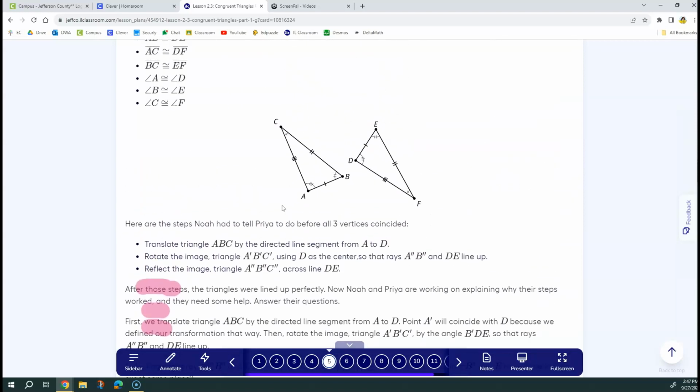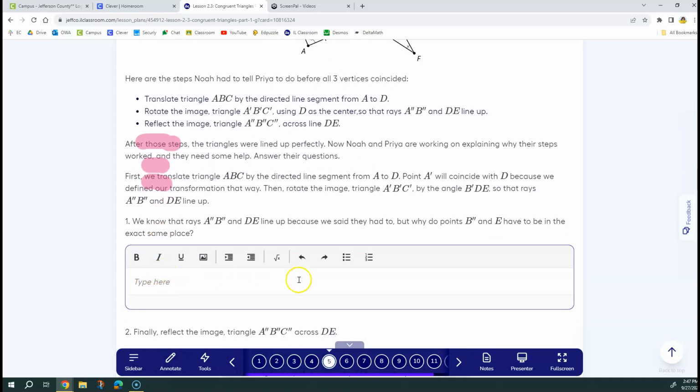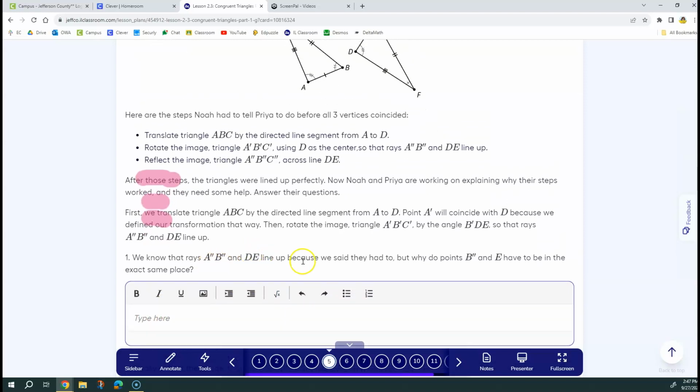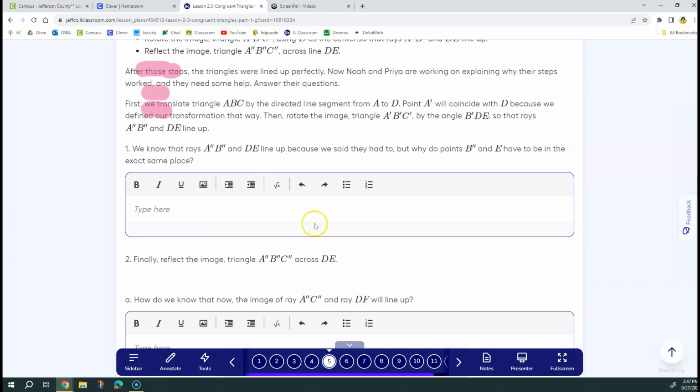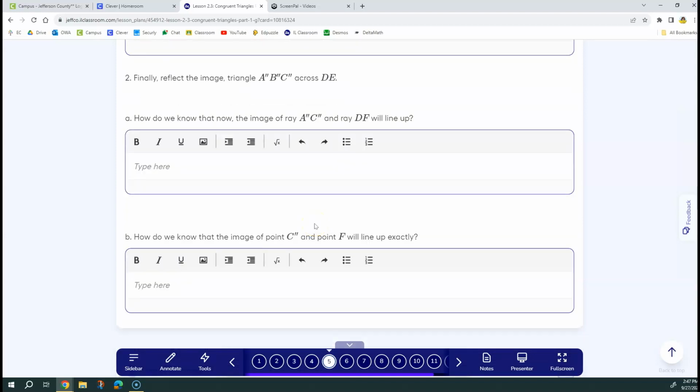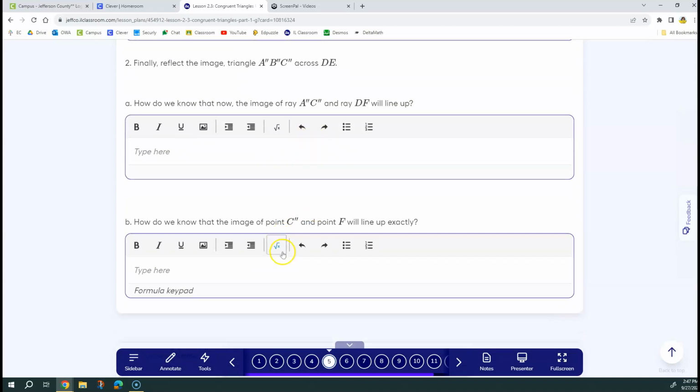But logically speaking, if these spots are giving us all of this information, we've translated, we've rotated, we've reflected. How do we know that A prime prime, B prime prime and D, E line up? Why would we know that? So think about that. Pause the video and put in your information.